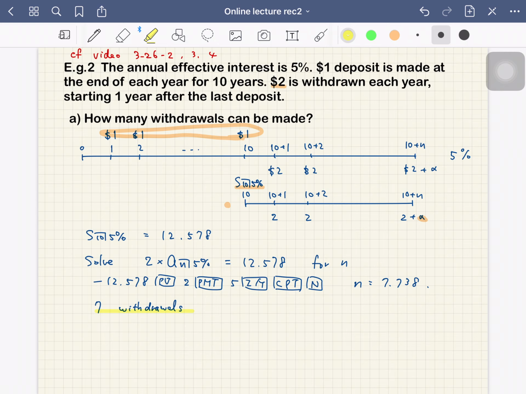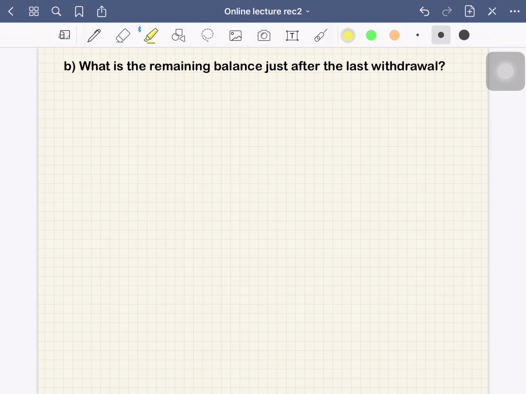Okay, so now that we determined n, next question, B. What is the remaining balance just after the last withdrawal? So the timeline is 10 to 17. At time 0, the present value is 12.578. This is from the previous slide. And the 7 payments, plus remaining amount x. So we want to calculate this remaining balance x.